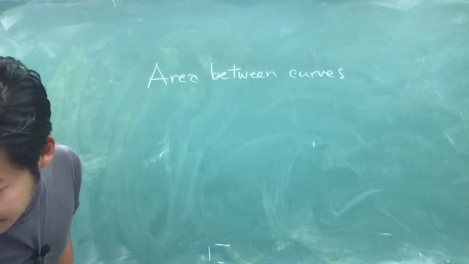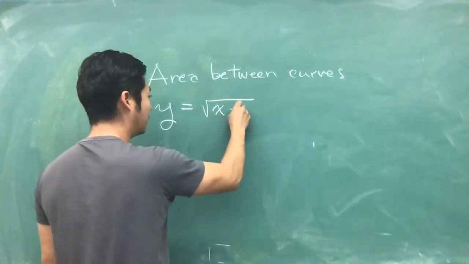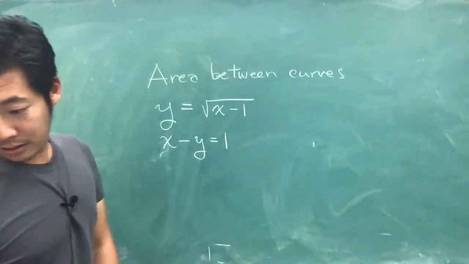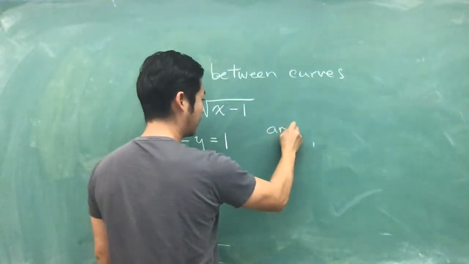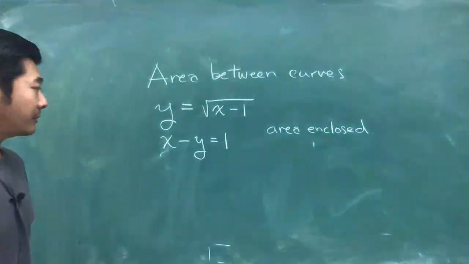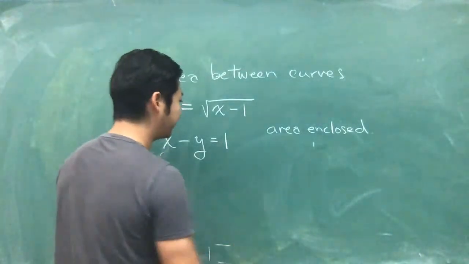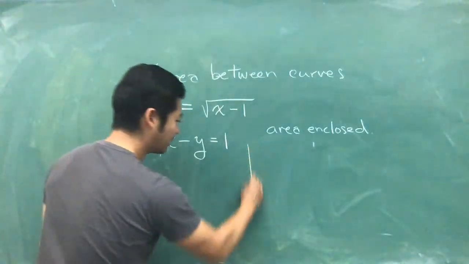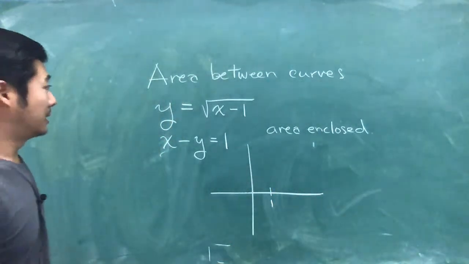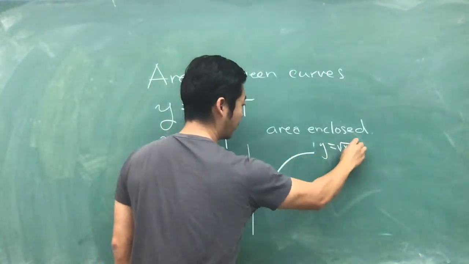Okay, so suppose we have this example, and you want to find the area enclosed. Then the first thing you have to know is how they intersect. If you know the sketch, then it's not too bad. So at 1, it's 0 for this curve. So this curve will be y equals root x minus 1.